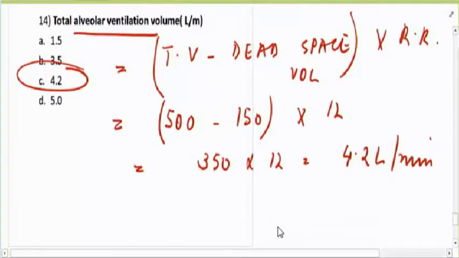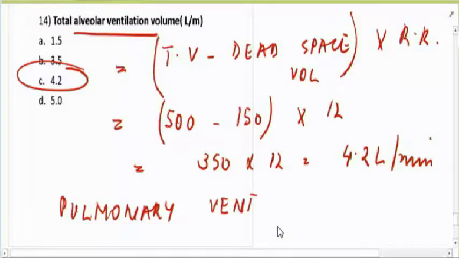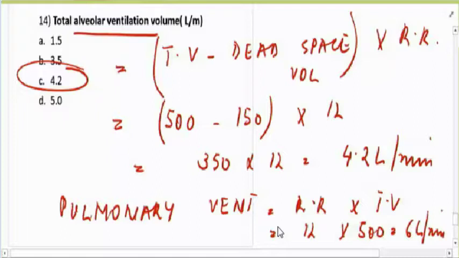What is pulmonary ventilation, or the total pulmonary ventilation? This is going to be the respiratory rate times tidal volume, and that is 12 into 500, which is 6 liters per minute. This is your pulmonary ventilation. Next, let's see.